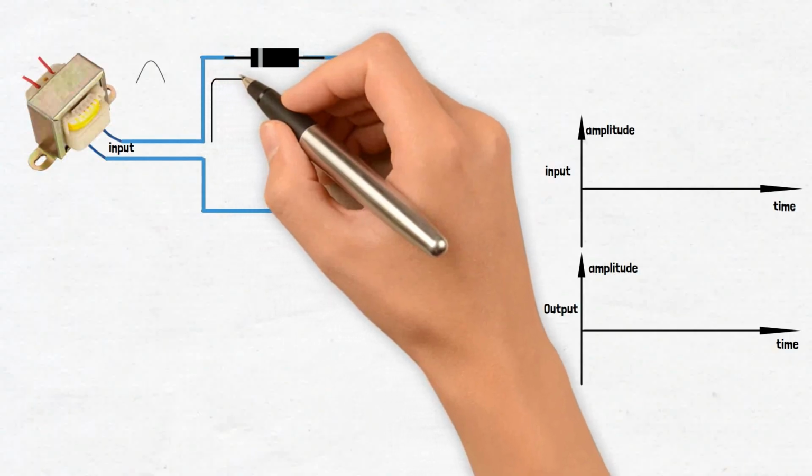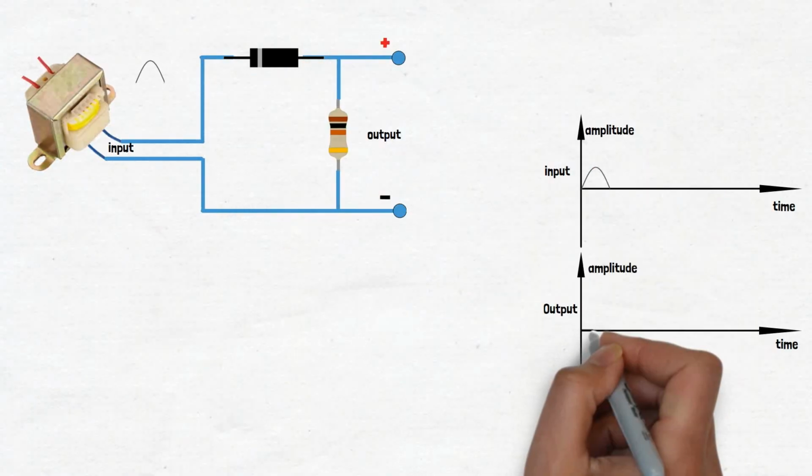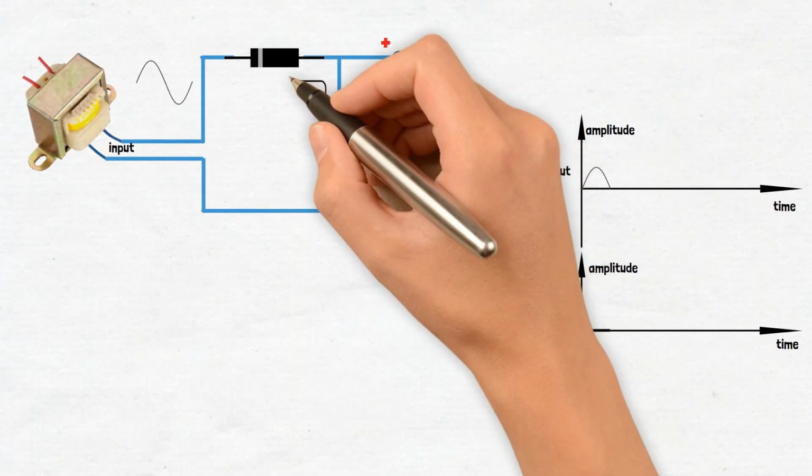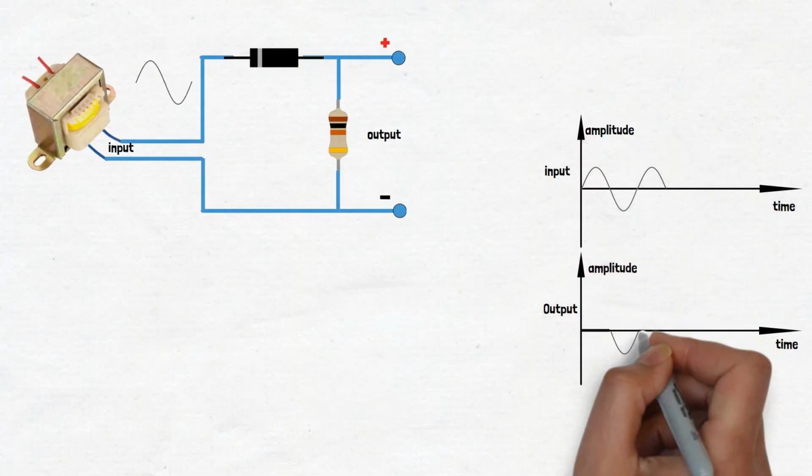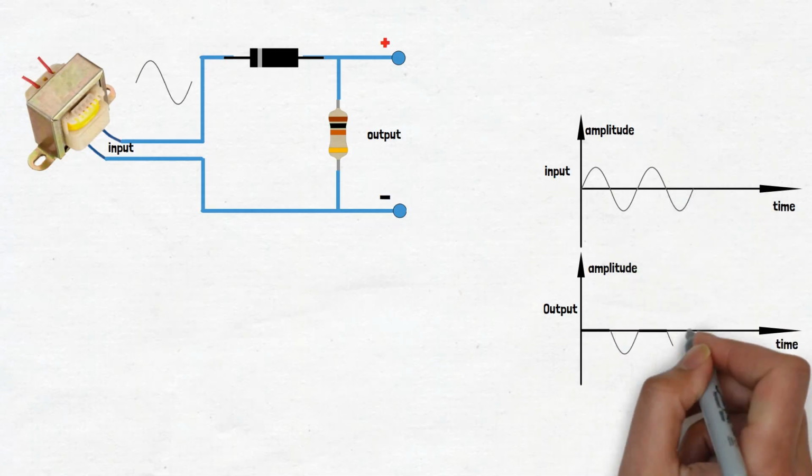If the diode is connected in reverse, it becomes reverse biased during the positive half cycle and forward biased during the negative half cycle, resulting in a negative half cycle voltage across the load.